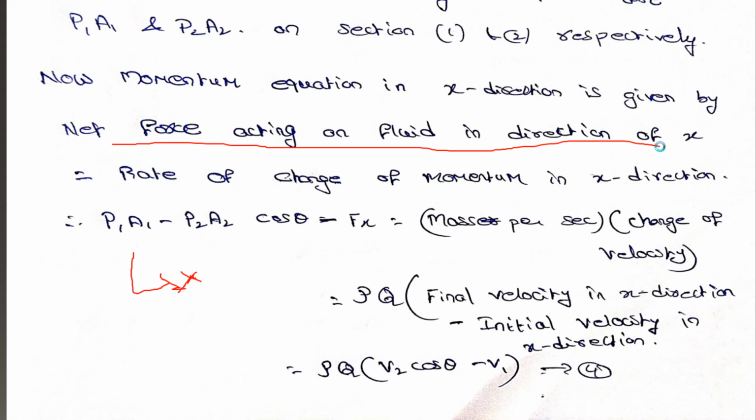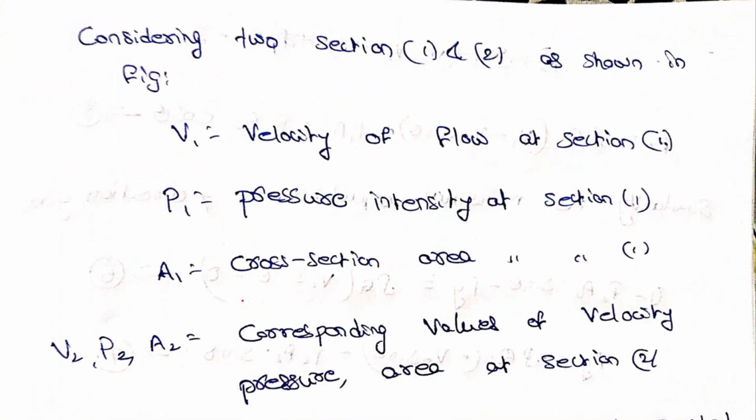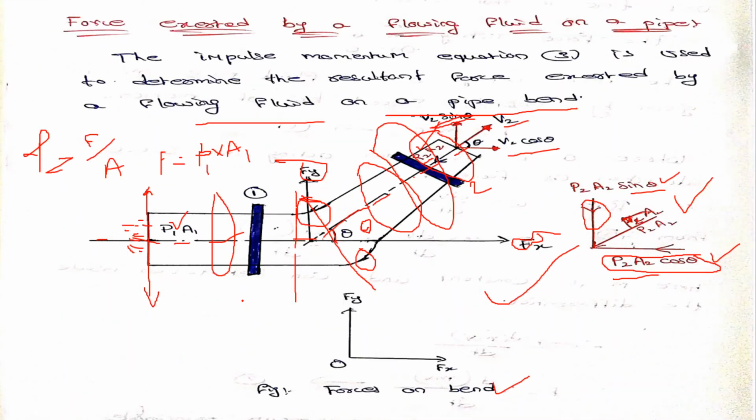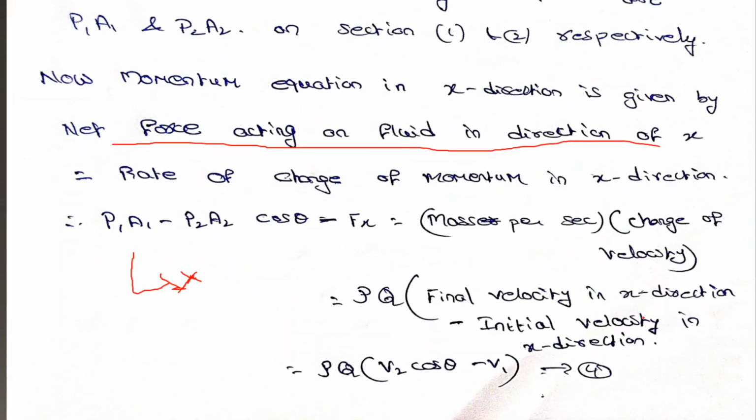Now what is the net force here? See the diagram. Net force means what are the pressures we are having, that is P1A1. I have taken P1A1 here. Next, what is there in x direction? See this rough diagram, it is coming in the opposite direction. So here I have to take P2A2 cos theta. Okay, P1A1 minus P2A2 cos theta minus fx.